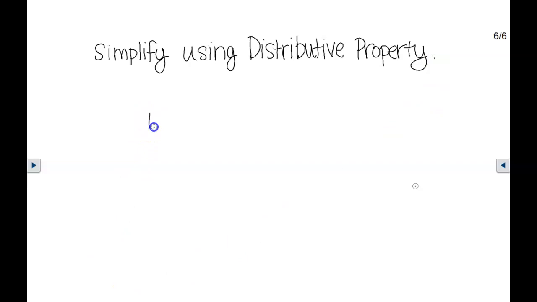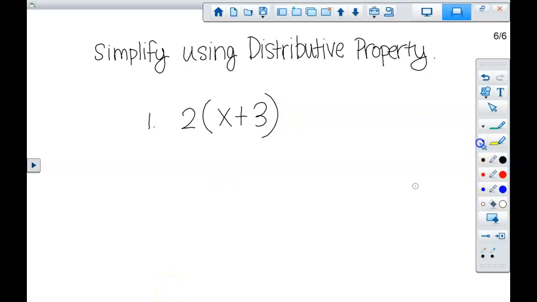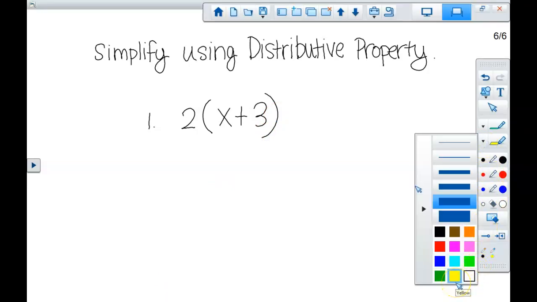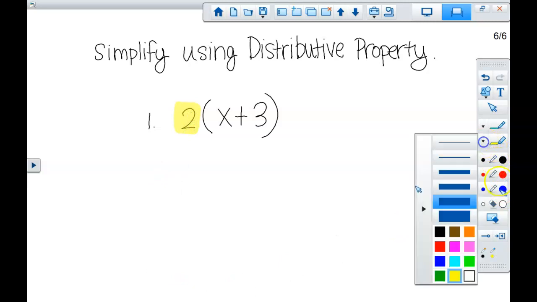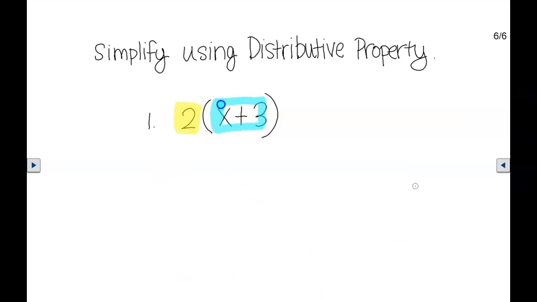All right, so here's the first one we'll do. We're going to start out kind of easy. We're going to do 2 times x plus 3. So notice again how this fits in with what we've been talking about. I want to multiply the number 2 by this entire group.